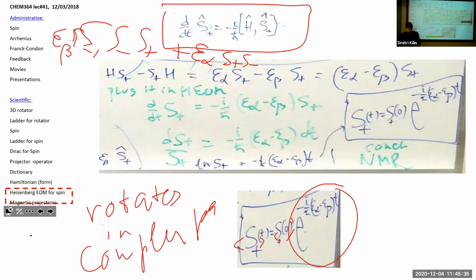So H S plus minus S plus H gives the energy difference times S plus. This operator equation can be solved as a differential equation, and one finds that S plus as a function of t is its initial value, accumulating phase with time, imaginary, proportional to the energy difference. For the lowering operator, S minus, it will be the same thing, but rotating in the opposite direction, right?